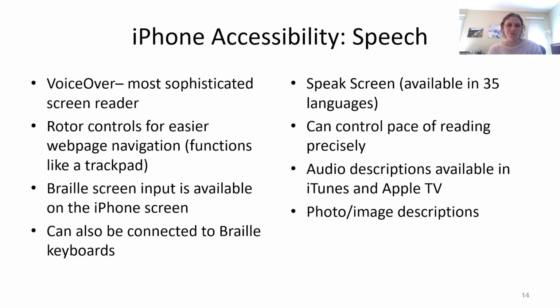So I didn't want to go through each of those controls because we already talked about that with Android, but same features are available on the iPhone. So you can jump heading to heading, you can go paragraph by paragraph, you can really control what you want read and in what order. In addition, the iTunes Store and Apple TV have audio descriptions available for shows and movies. It's not on everything, but there is a decent amount of audio description available.